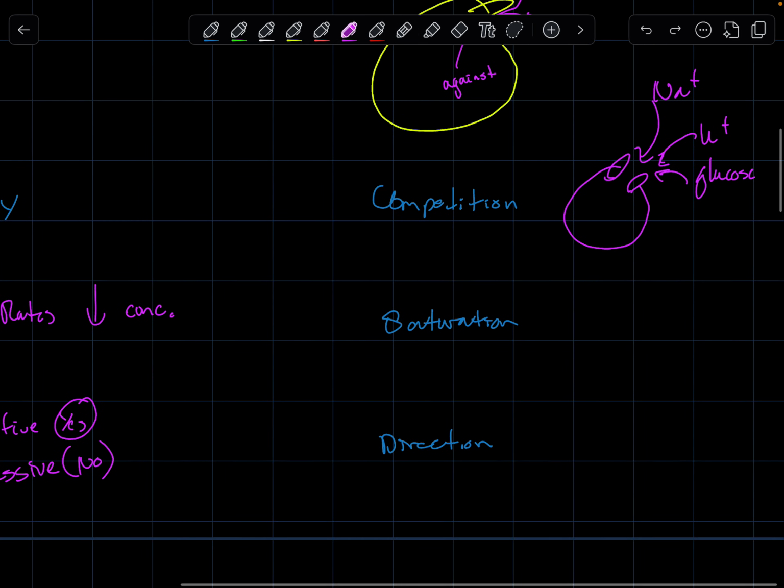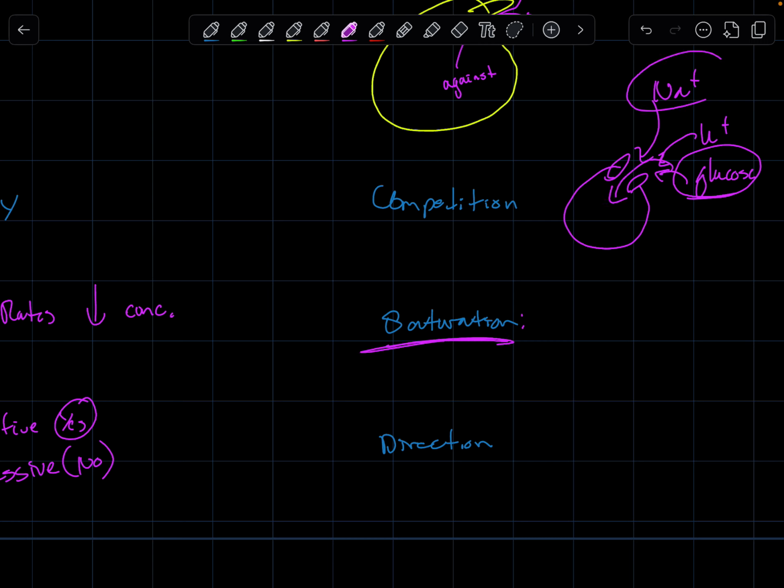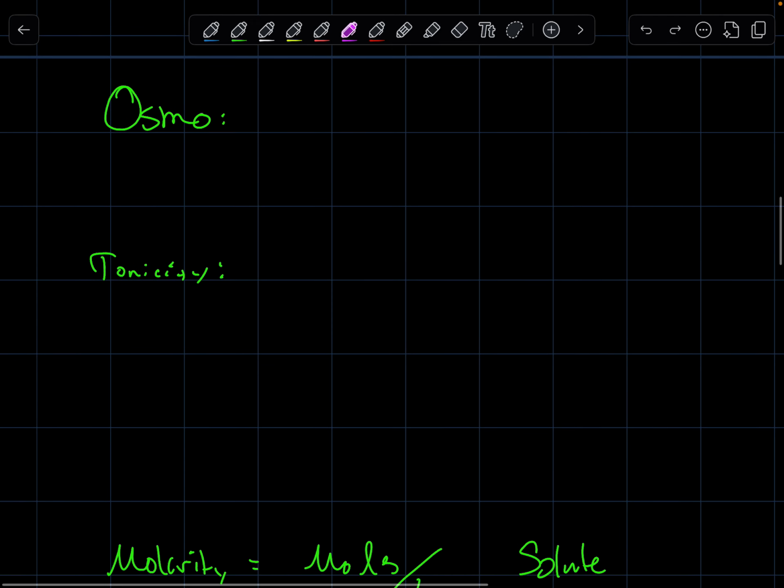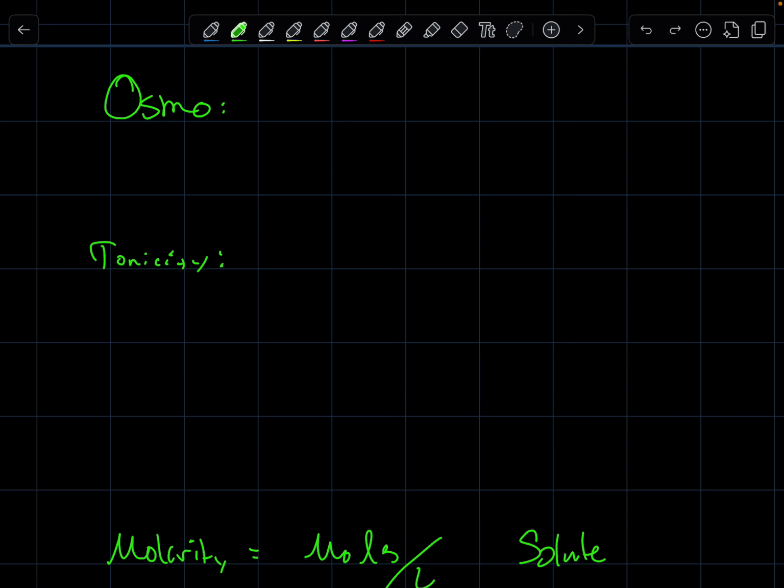Now, if glucose had a higher concentration or was more saturated, it would be able to pass through and outcompete the sodium and the potassium. That's very important to remember. Now, we're going to get into osmolarity and tonicity.